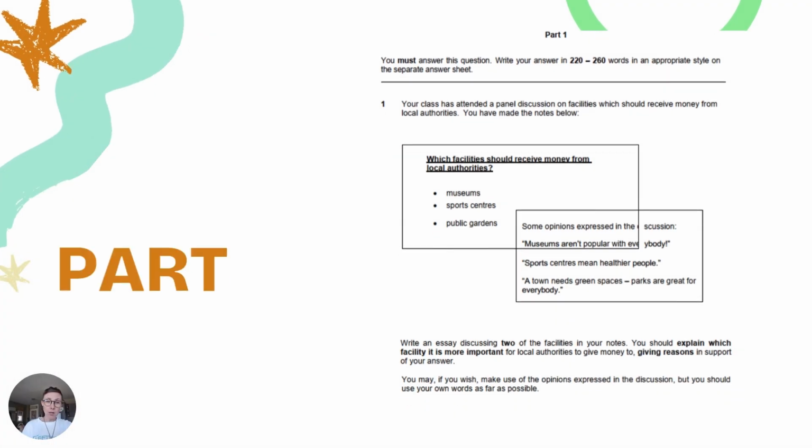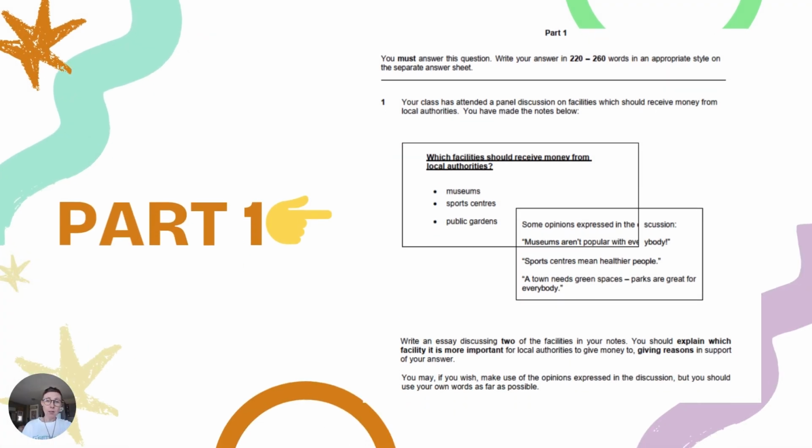So let's begin by taking a look at what is part 1? What is the task? In the writing exam for the C1 exam, you have 2 parts. You have part 1, which is what we'll look at today, and part 2. Part 1 is compulsory. You must answer this question. You have to write between 220 and 260 words, and it will be in the style of an essay.